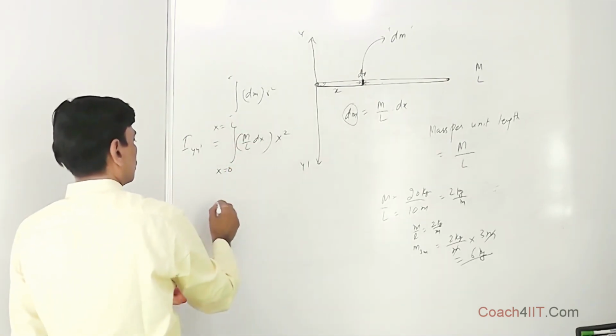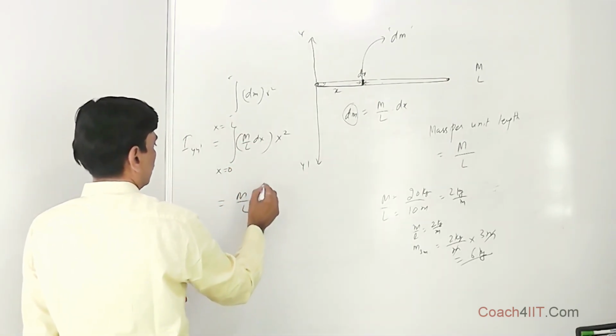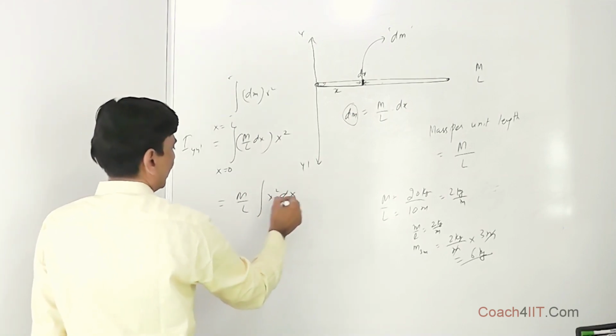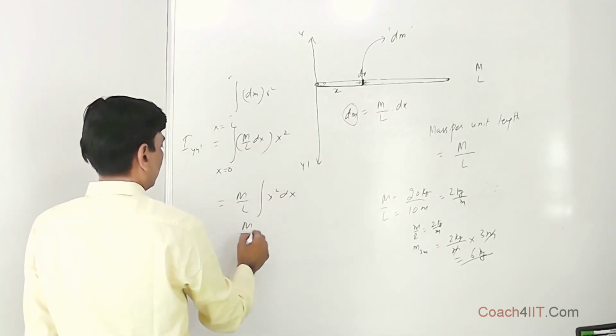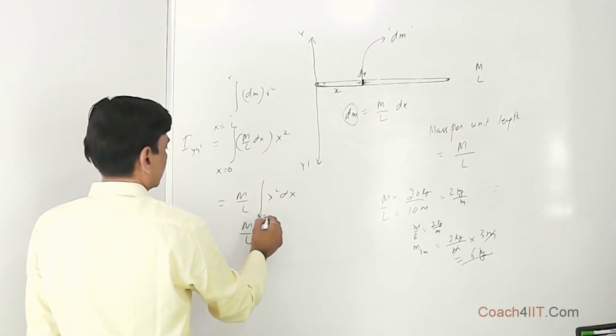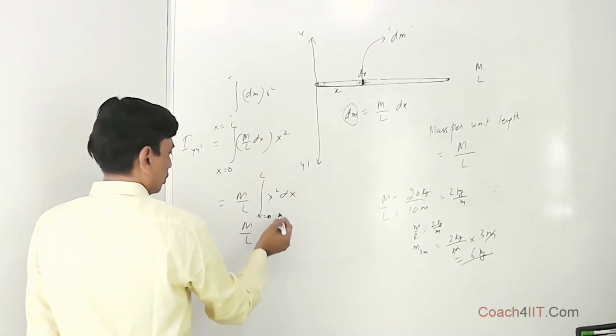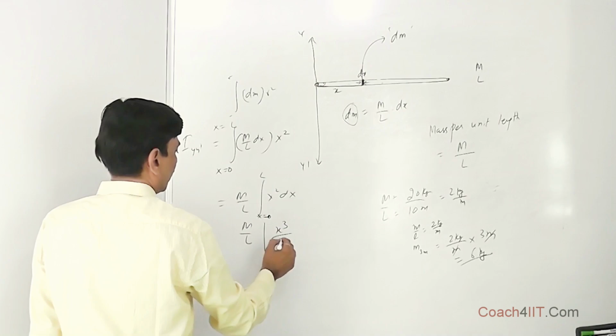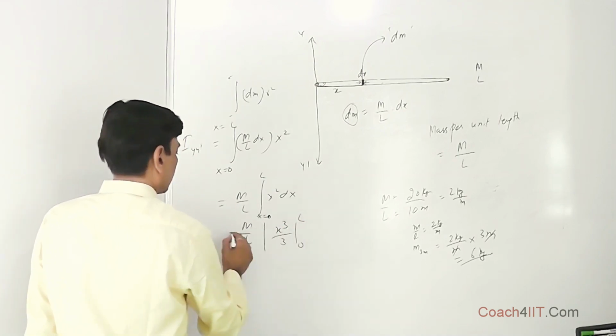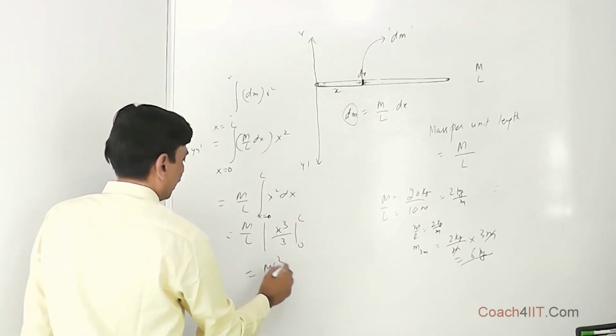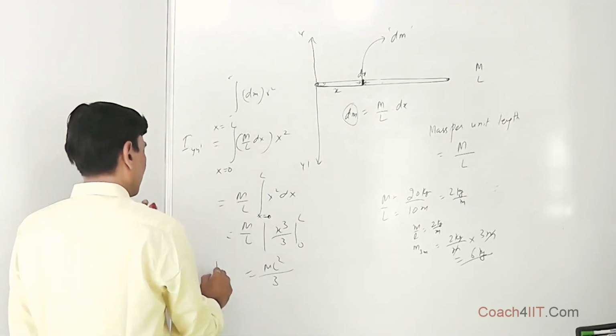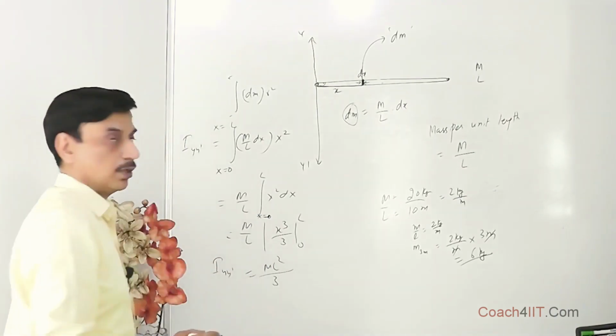M and L are constants. So this comes out to M by L, integral of x squared dx, with x equal to 0 to x equal to L. So this comes out to be x cubed by 3, from 0 to L. So this comes out to be ML square by 3, that is the moment of inertia about the y dash axis.